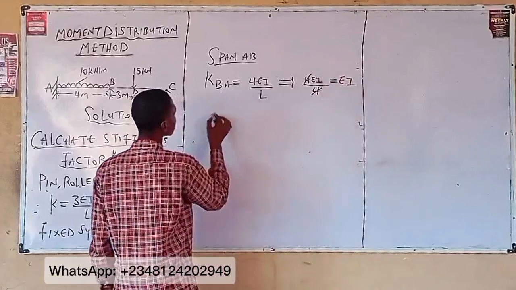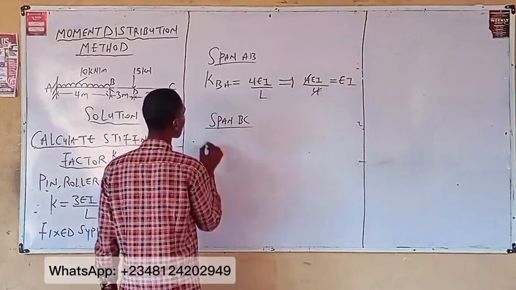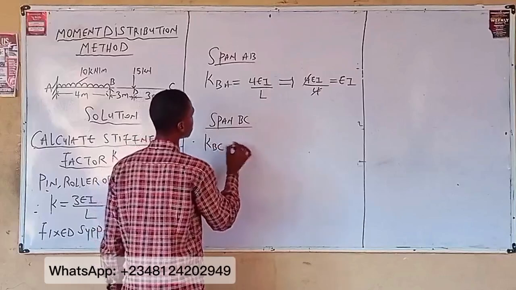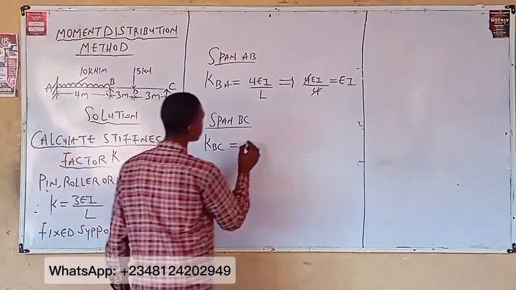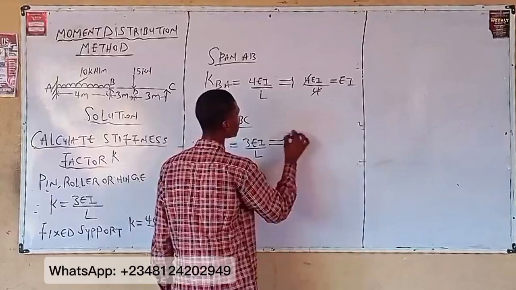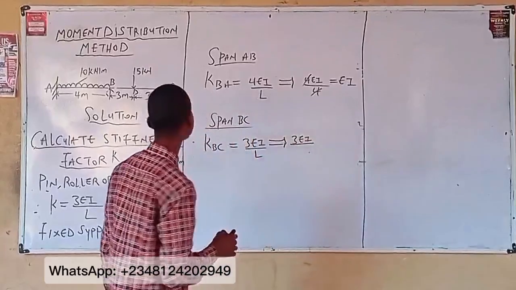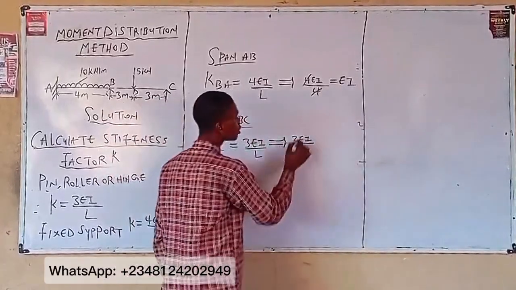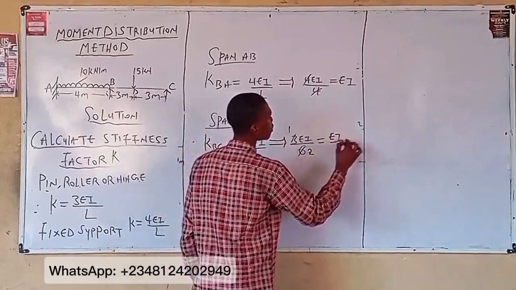Now moving on to the next span, which is span BC. Let's calculate the stiffness factor of span BC. What will be the formula to use? 3EI over L, which implies 3EI. Substitute. What is your L? 6. This is span BC. 3 plus 3 gives you 6. 3 goes here 1, 3 goes here 2. What do you have? EI over 2.